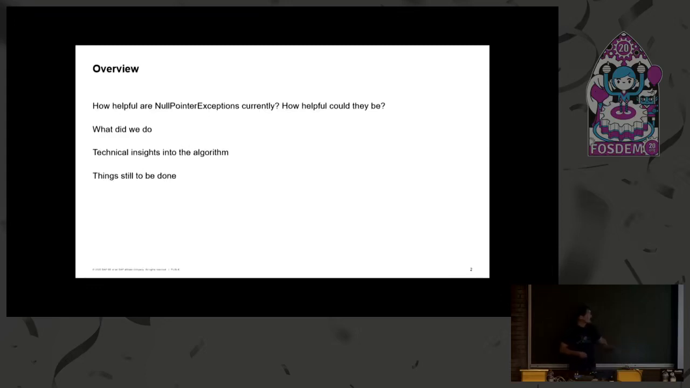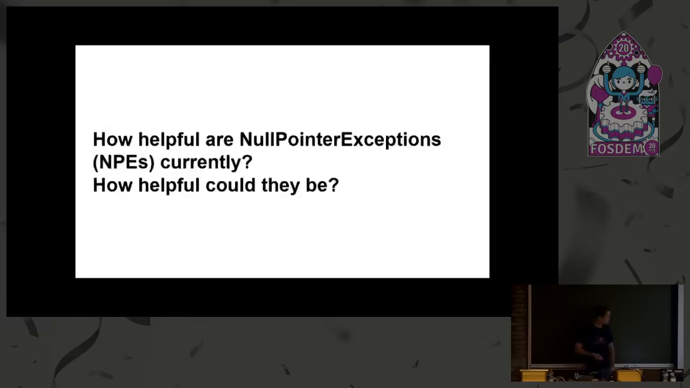So what I'm going to cover: I start with how helpful are the null pointer exceptions currently, how helpful could they be, taking an example as motivation. Talk about what we did, what we brought to the OpenJDK, where we are there. And then, it's FOSDEM, so we talk technical, try to explain the algorithm behind it a little bit. And in the end, there are a few things which still can be done and could maybe leverage this. So I'll come to that in the end.